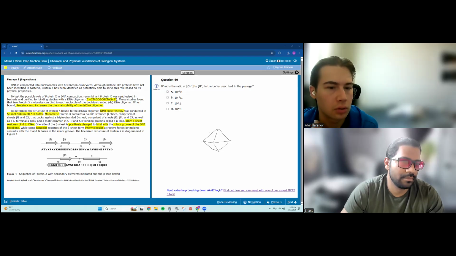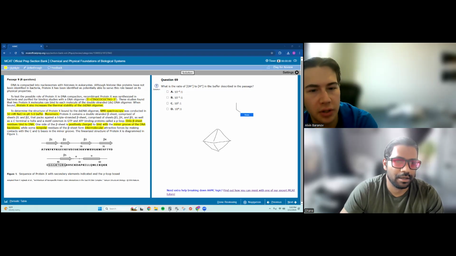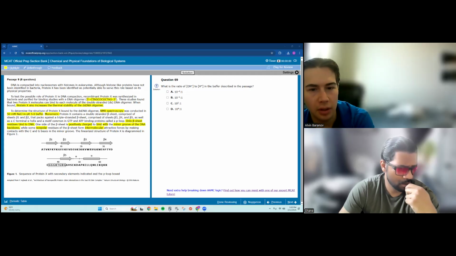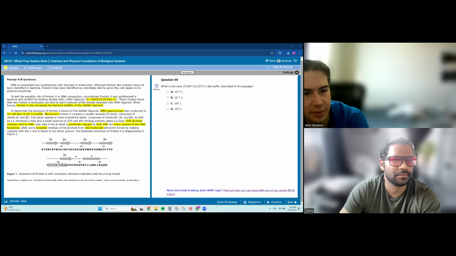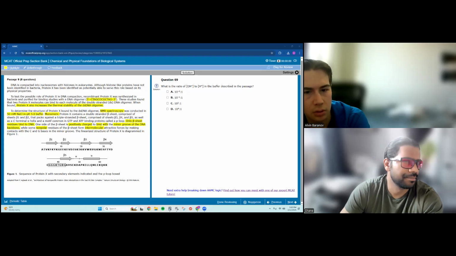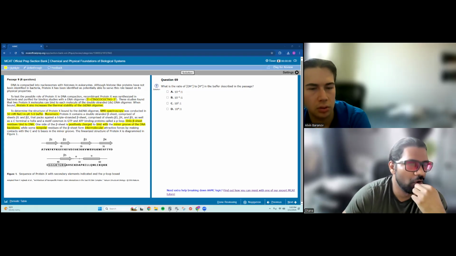So, although histone-like proteins have not been identified in bacteria, protein X has been identified as potentially able to serve this role based on its physical properties. Okay, so what's that role?